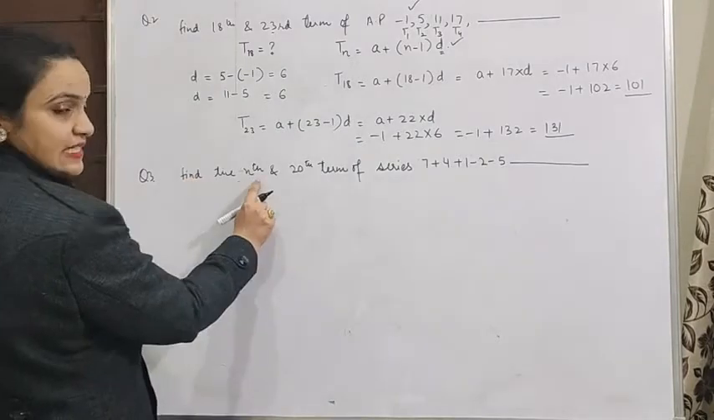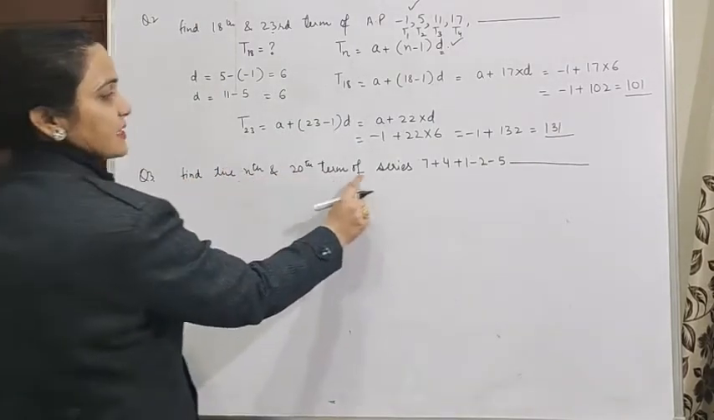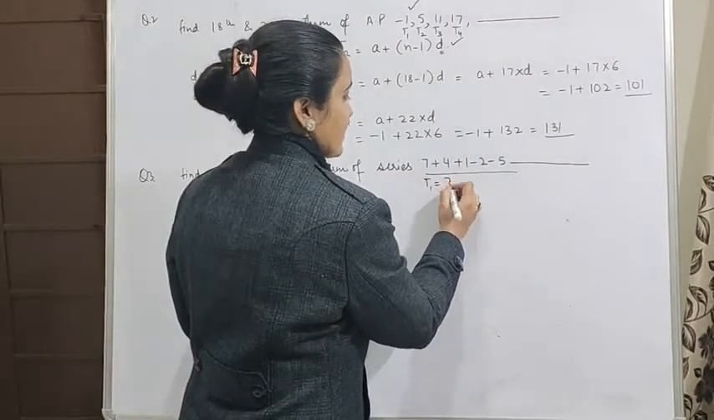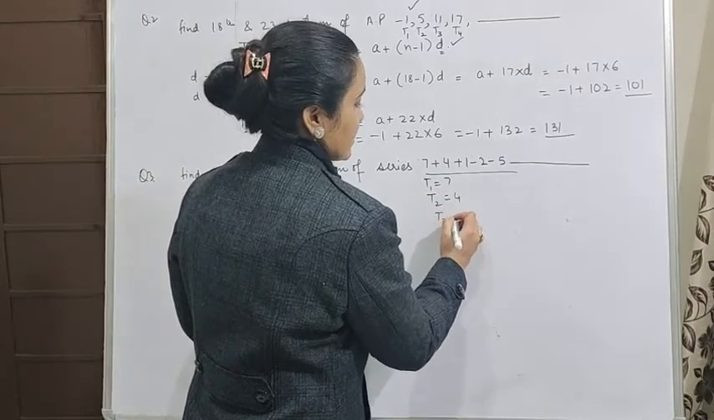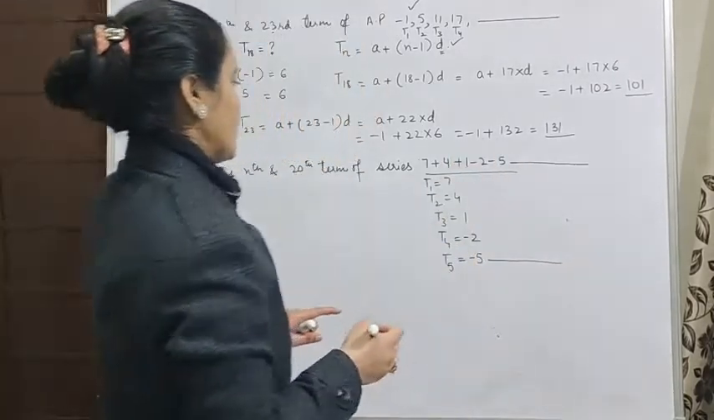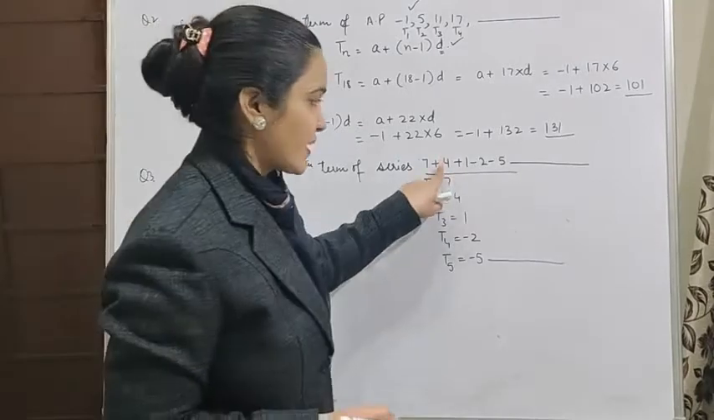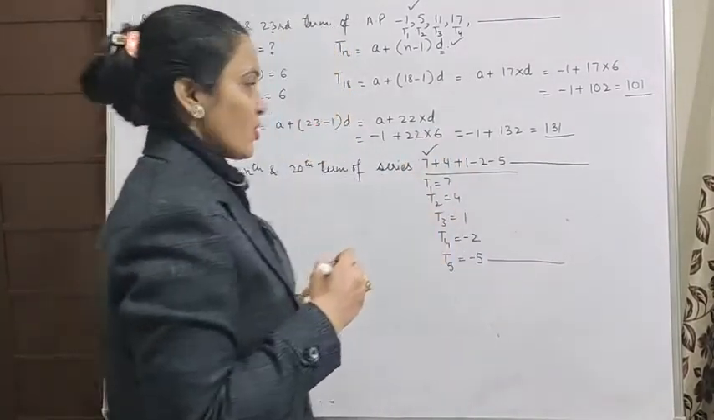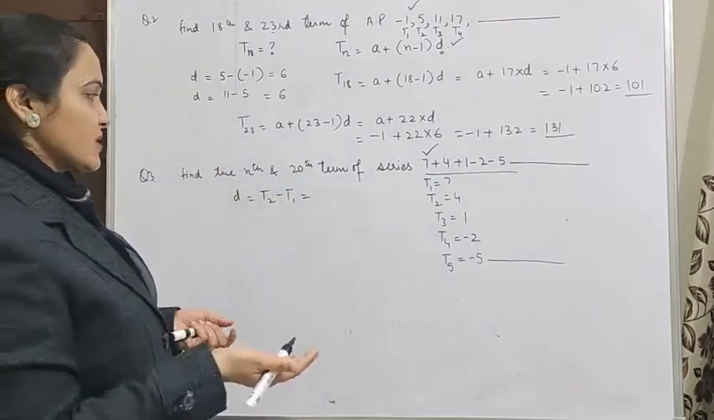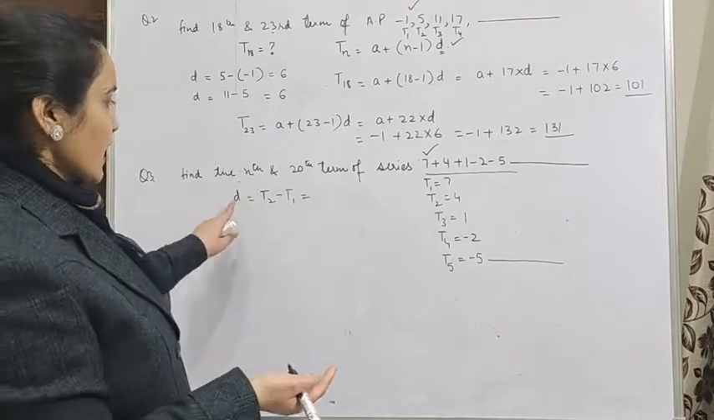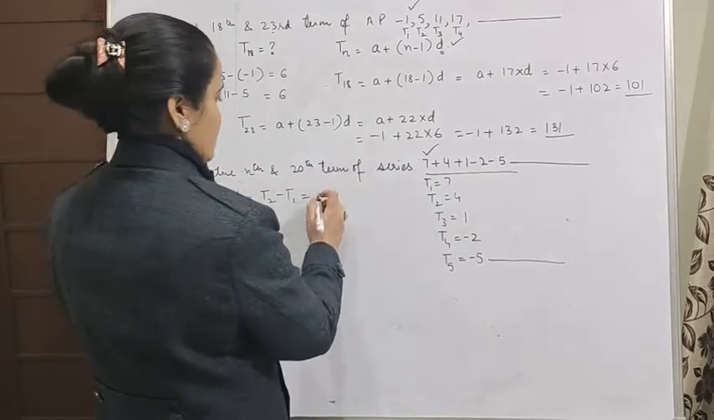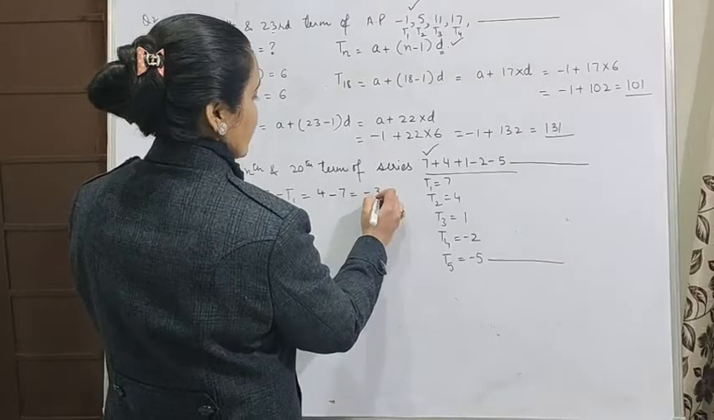Next question: find the 20th term of this series. This series has first term 7, second term 4, third term 1, fourth term minus 2, fifth term minus 5, and so on. Let us first find the common difference. D is T2 minus T1, or T3 minus T2, or T4 minus T3. In all cases you will get the same value of D. T2 minus T1 is 4 minus 7, so it is minus 3.